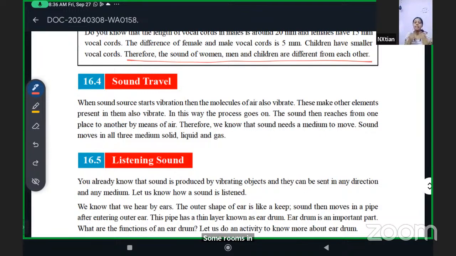Sound needs a medium to move. Either it can be air or water. All three, that is solid, liquid, and gas, work as a medium. Now, when we are speaking, solids transmit sound best, right? Solid transmits sound best. Yes, we can say that.